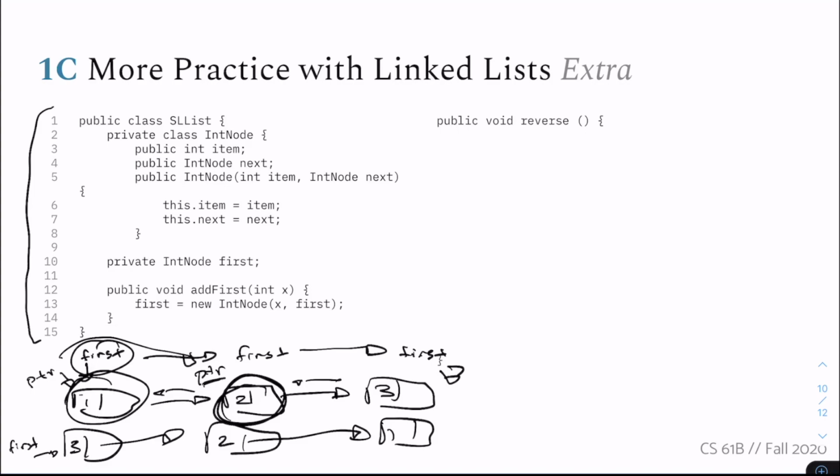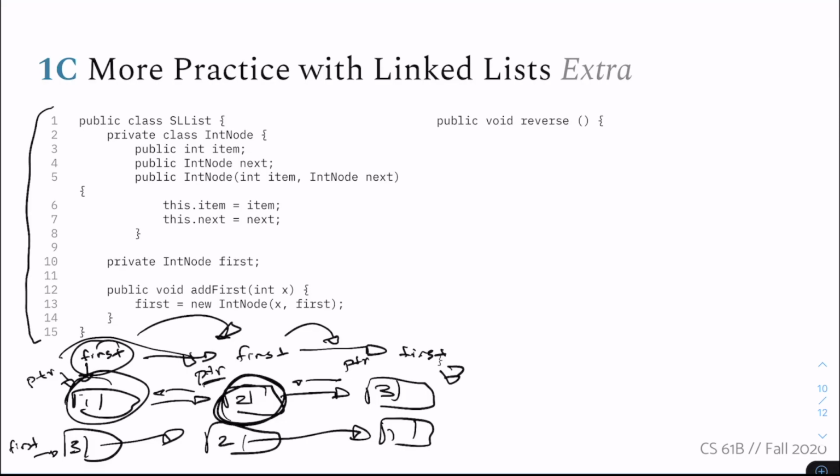And then after that, we move pointer down by 1, and then first moves down by 1 as well, and then again we can set PTR.next equal to first. It looks a little messy, but it should be a relatively clean solution.